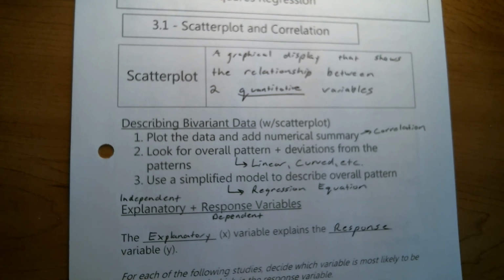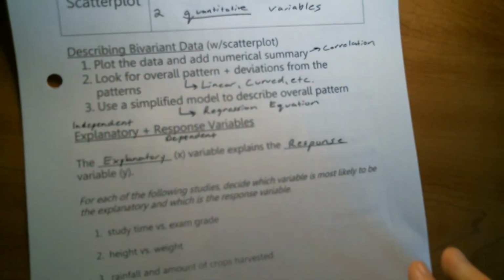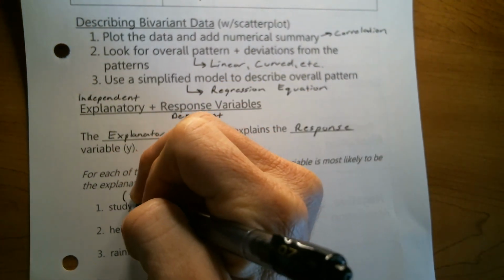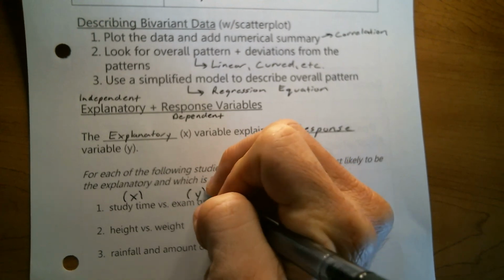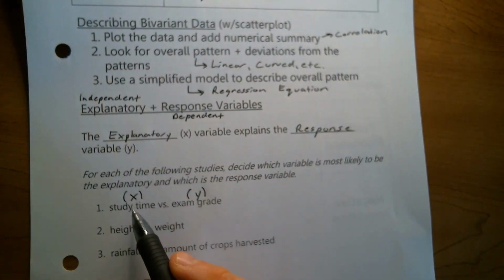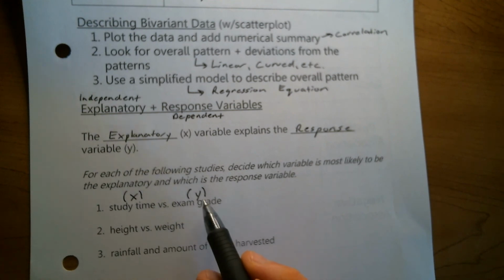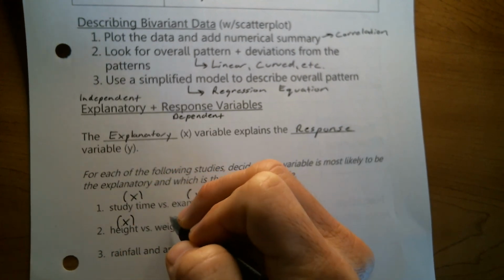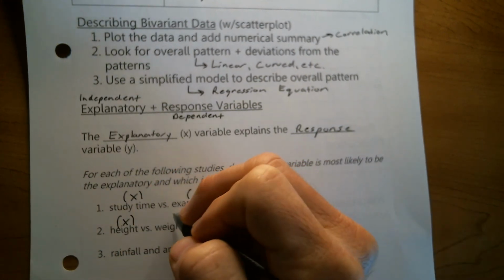All right, so first one, study time versus exam grade. Study time is more likely to be your explanatory. Whoops, let me move this so you can actually see it. Study time versus exam grade: study time is probably going to be your X. Exam grade is going to be your Y. The amount that you study is probably going to explain how well you do on the exam. All right, height versus weight. On this one, I'm going to say that height is probably the explanatory, and weight is probably the response variable.